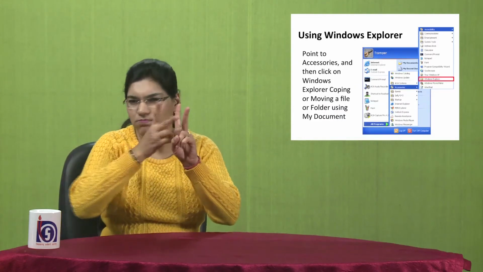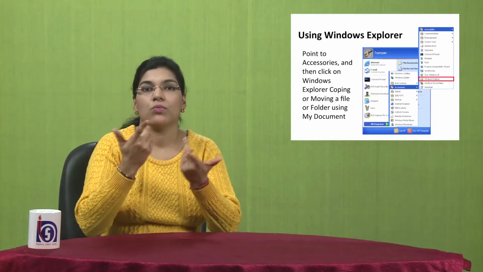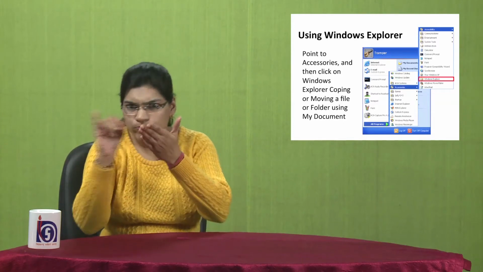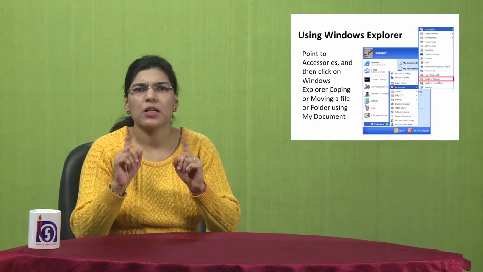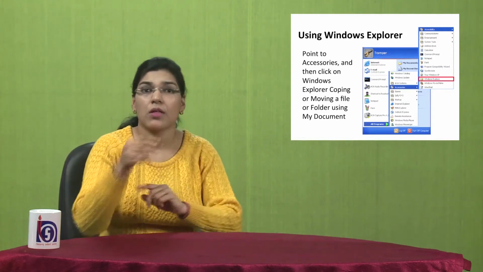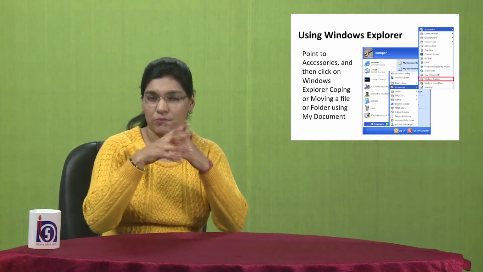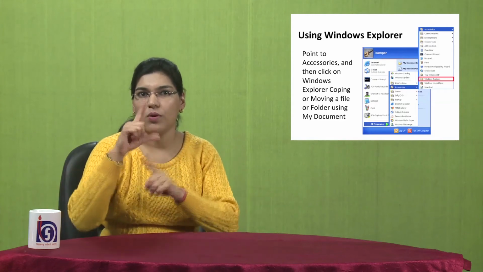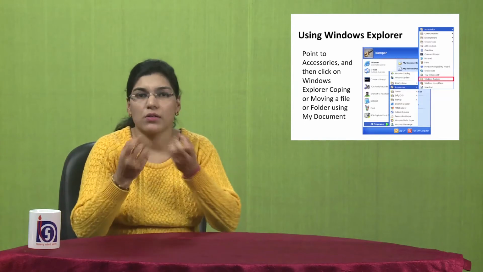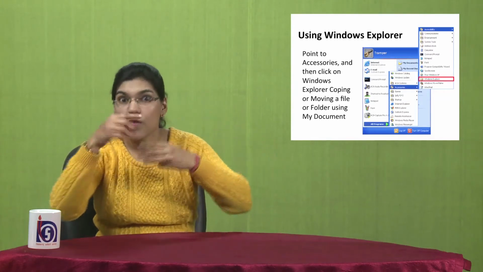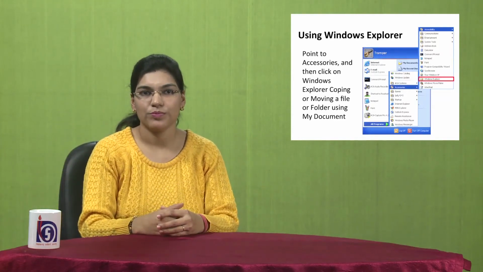Till now I have explained you the working of different systems, but now we will see the using of Windows Explorer. In Windows Explorer, you click on Start, you click on All Programs, you click on Accessories, and there you find Windows Explorer.